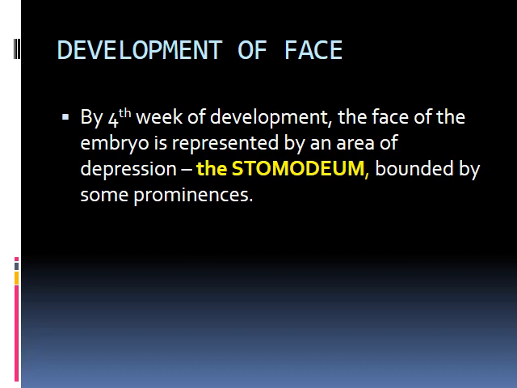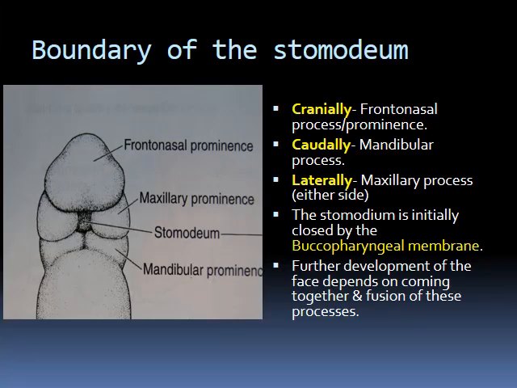Now coming to the development of the face proper, by 4th week of development, the face of the embryo is represented by a midline depression called the stomodium, and this stomodium is bounded by some enlargements which are called the facial prominences. In this picture, you can see a depression which is called the stomodium.